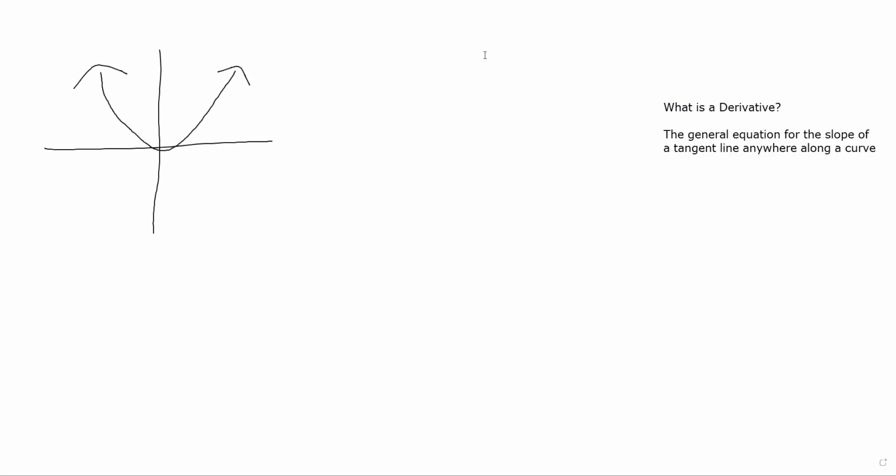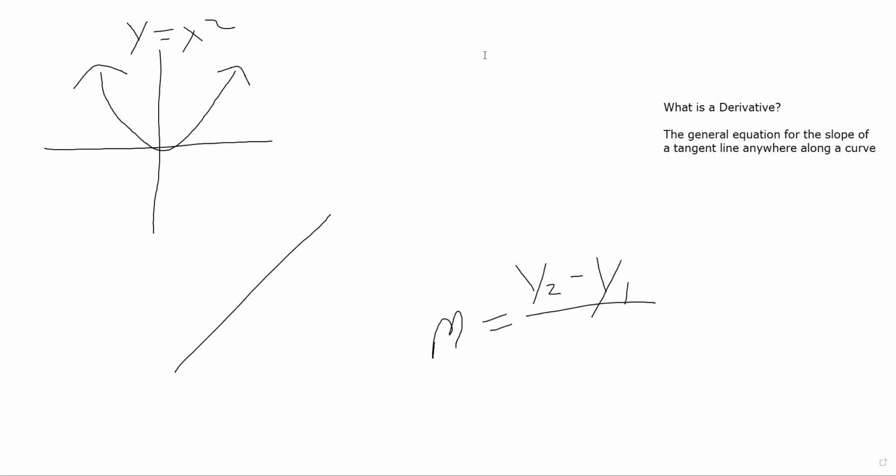Something like this. Say that's y equals x squared. So how did we find something for the slope of a line? Let's say we had a line like this. How did we find the slope of a line before? Well, a good way is the slope formula. The m stands for slope. So the slope equals y2 minus y1 over x2 minus x1.